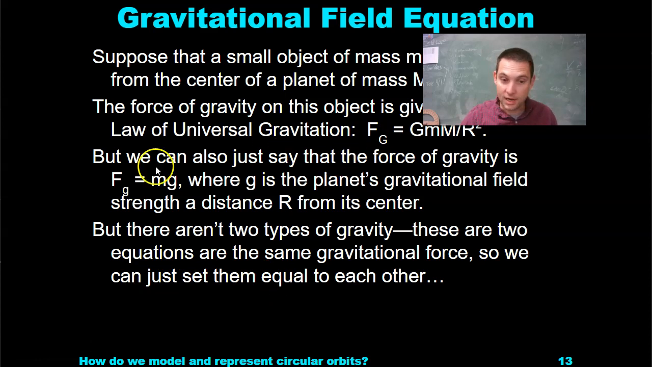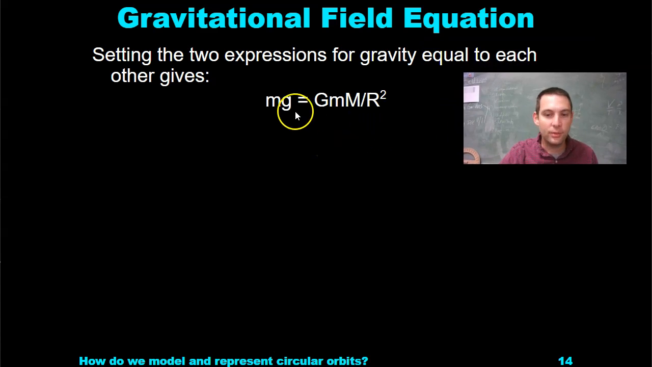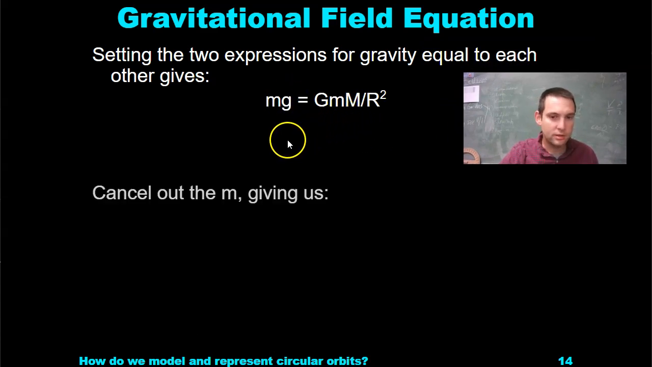These are not different gravities, same gravity. F is still a force. We can set F sub big G equal to mass times acceleration, because a force is a force. Setting the two equations to each other, we get mg equals GMm over r squared.